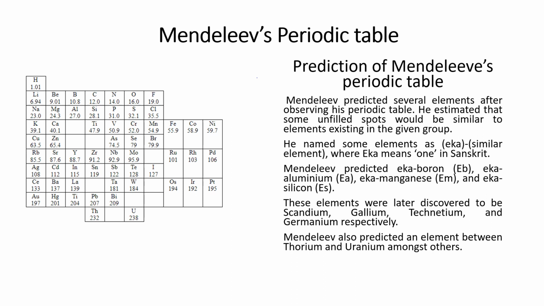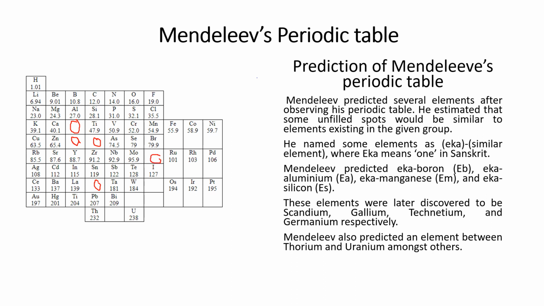Here you see Mendeleev's periodic table. Here you see there are some blank spaces for new elements. And here the elements are arranged according to atomic mass: 1.01, 6.94, 9.01, 10.8. These are arranged according to atomic masses.